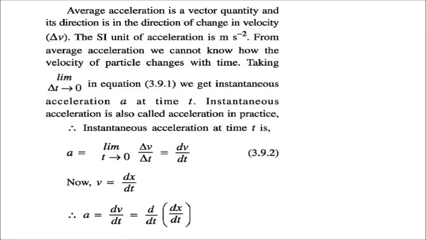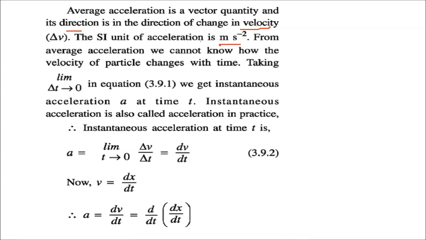So average acceleration is actually a vector quantity, because it is dependent on velocity. Velocity is a vector quantity. That is why average acceleration is also a vector quantity. So it has a direction, which is the direction of the velocity. And the SI unit of acceleration is meter per second square.